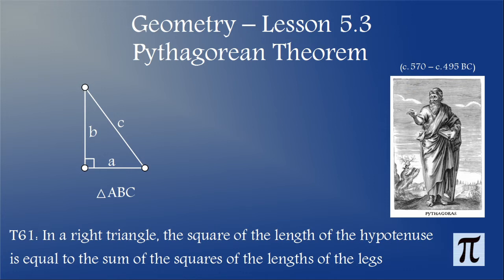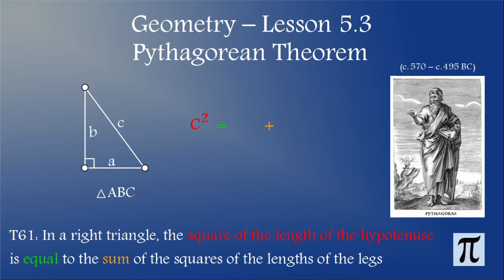So this is a lot of words, so let's break this down. Let's start with the hypotenuse. The length is c, so we're going to find the square of it. So c times c, c squared. This is equal to the sum of the squares of the lengths of the legs. So a squared plus b squared will equal c squared.